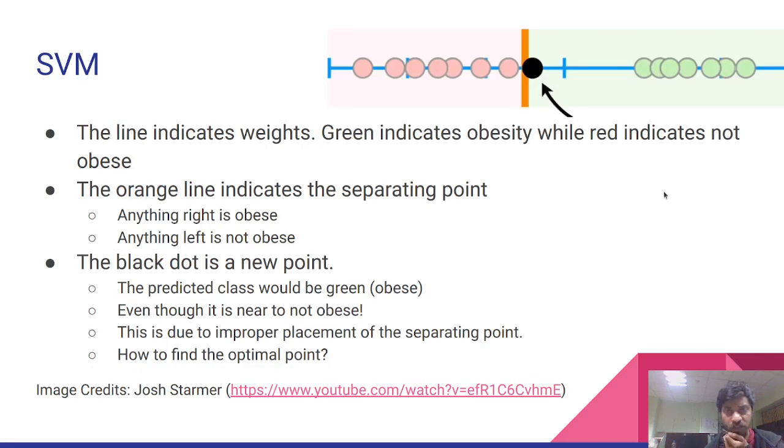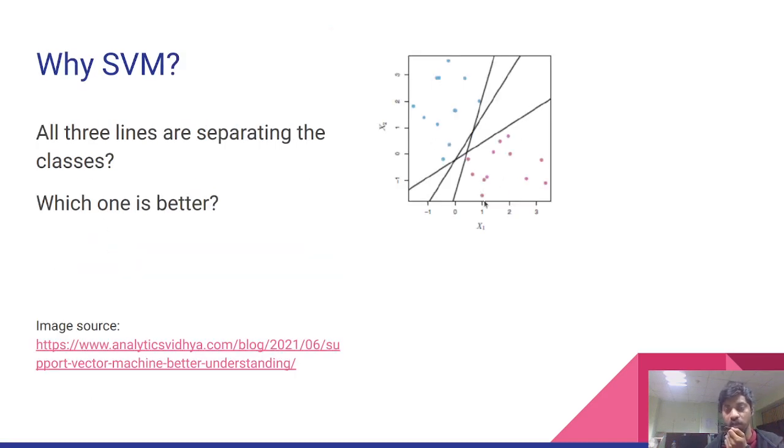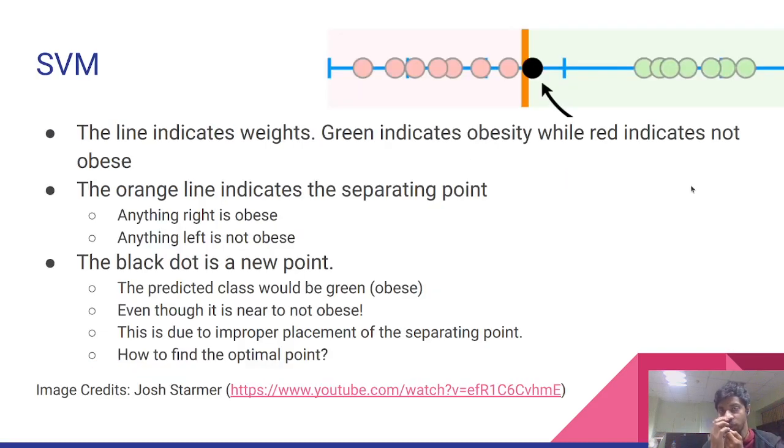This is a two dimensional xy, but suppose we consider it in one dimension. Here, this is the x-axis, and it indicates the weight of a person. Red means the person is not obese, and green means he or she is obese. There can be a point where we separate this class from this class. That point can be here, here, anywhere. So where should we choose the point?